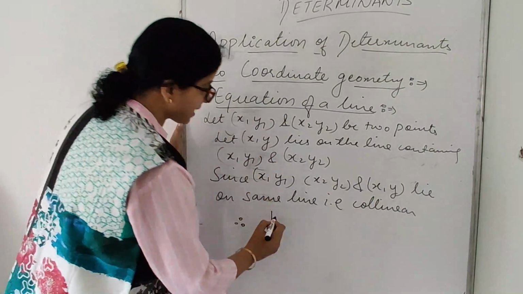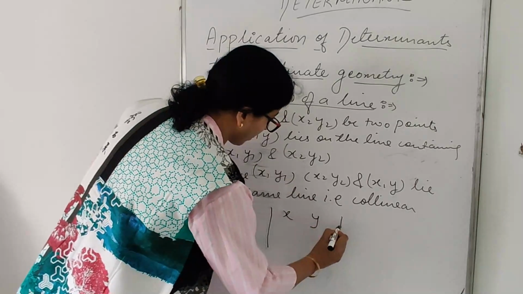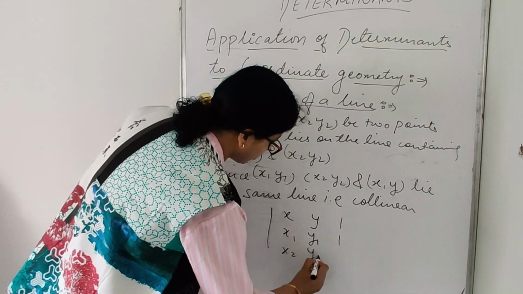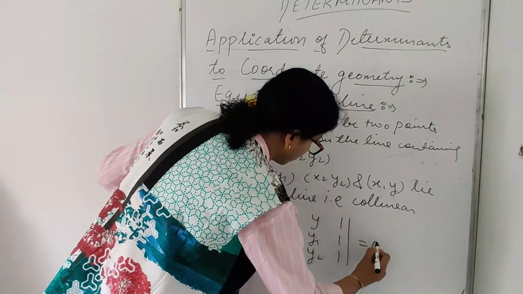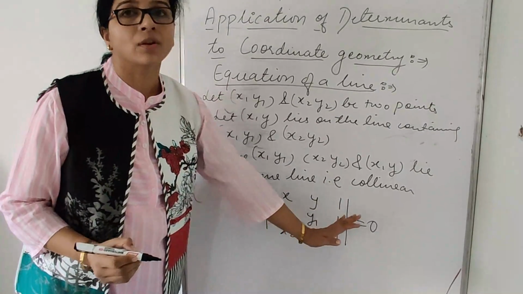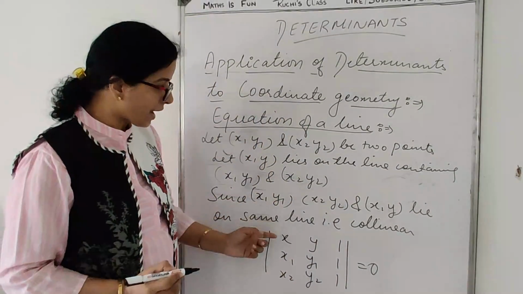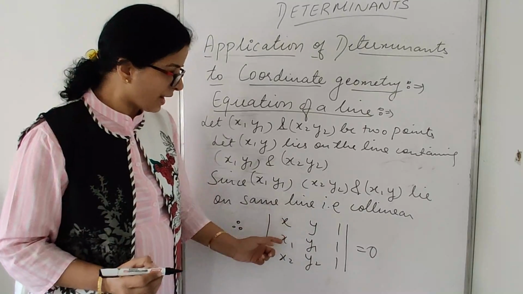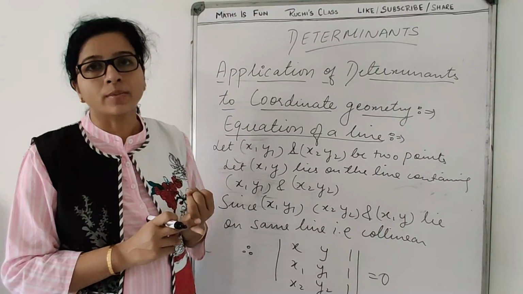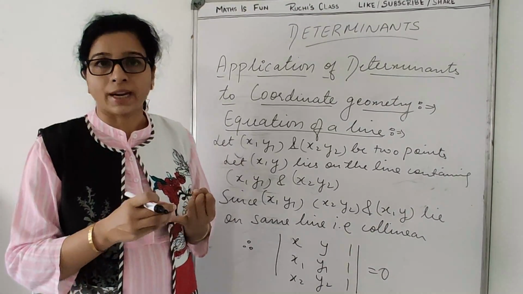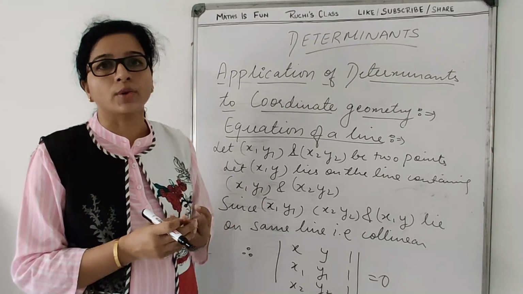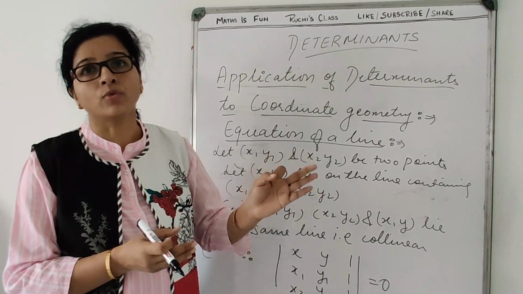I can summarize like this: the determinant with rows x y 1, x1 y1 1, x2 y2 1 equals 0, and I will get my equation of a line using this collinearity property, because I have one variable point (x, y) and (x1, y1), (x2, y2) are my fixed points. There are three applications of determinants to coordinate geometry: one, finding the area; two, proving collinearity; and three, finding the equation of a line when the two points through which the line passes are given.